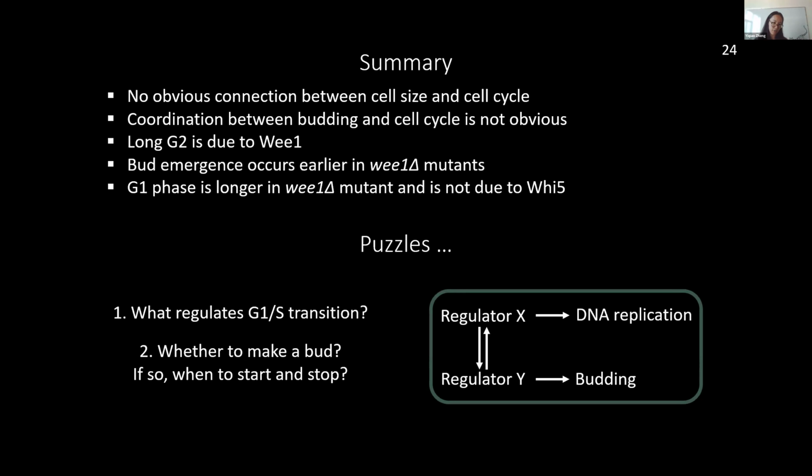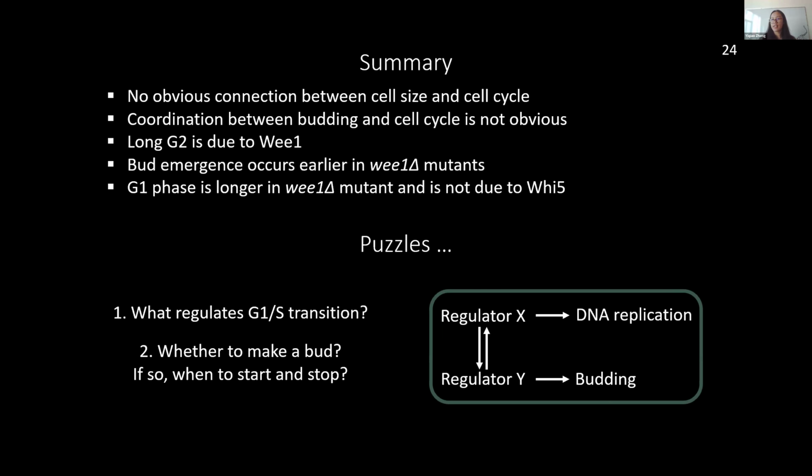Second is the question that Danny has been interested in most of his career, which is whether to make a bud during a cell cycle, and if so, when to start making a bud and when it stops. The current working model that we have is that DNA replication and budding are probably regulated by two separate regulators, and there is some communication between these two regulators, but not as tight as in Saccharomyces cerevisiae.